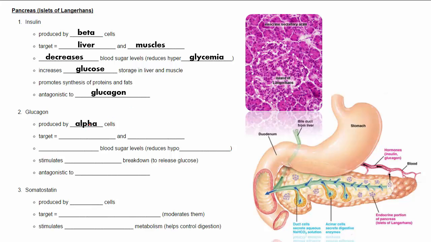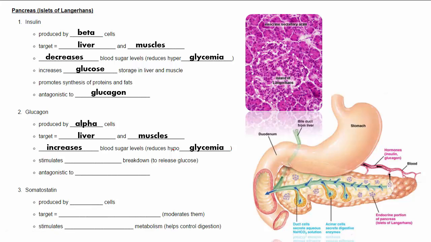Glucagon is produced not by beta cells, but by alpha cells, again in the islets of Langerhans, and the targets are the same, liver and muscles. But this time, glucagon increases blood sugar levels. So it takes the glucose out of the liver and muscles and puts it back into the bloodstream.